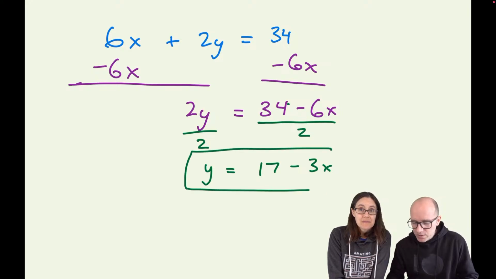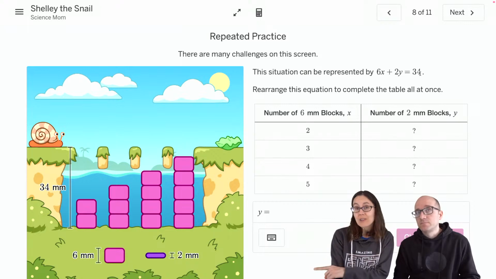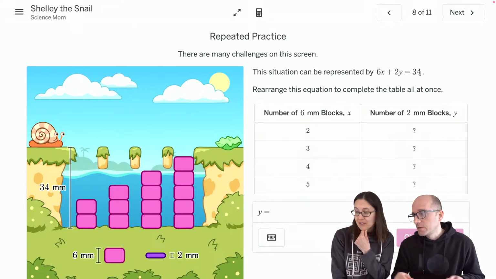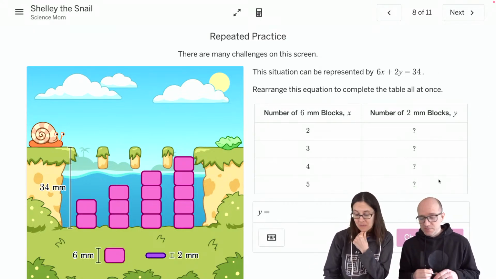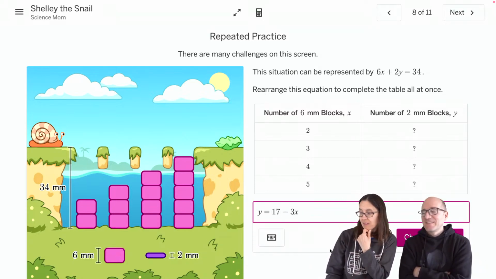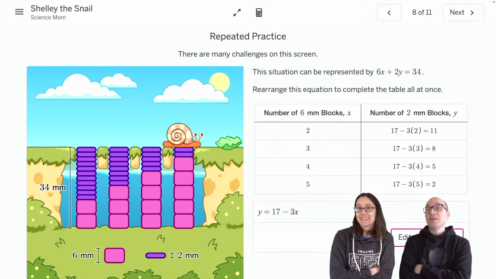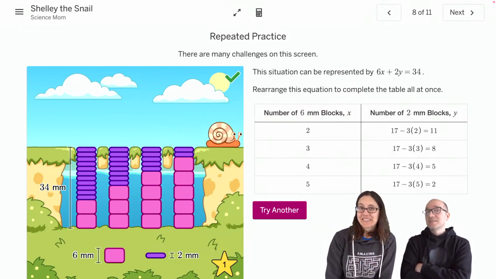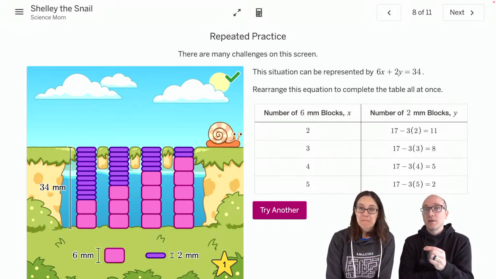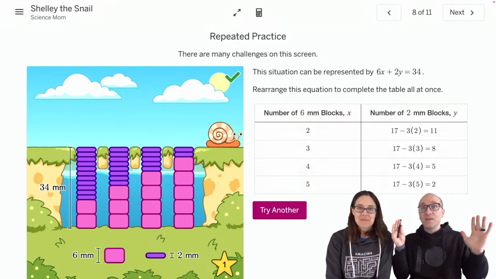So boom, that's our equation, and the instructions say to rearrange the equation and then complete the table all at once. So let's enter what I have typed. y equals 17 minus 3x. And then, do we need to fill it in to complete the table? Just check your work. Oh ho ho, it autofills it for us. That's the beauty of a formula, is that it will actually answer all the questions at once. We do have to do the work of plugging it in, but once we found that relationship, then it's just a little calculation. The big thinking is done.